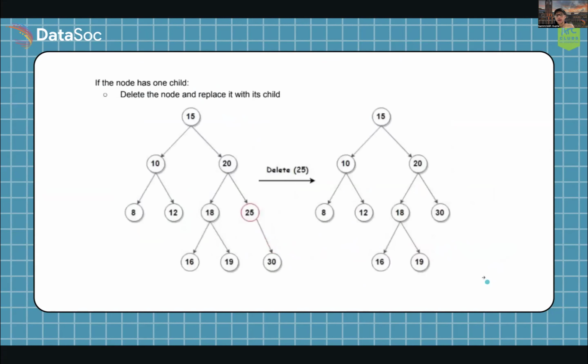Now, if the node has one child, then it's still pretty simple. You just replace the node with its child. So let's say for this binary search tree, if you want to delete 25, all you need to do is delete that and bring 30 up instead of it, right? So your new binary search tree is still valid.